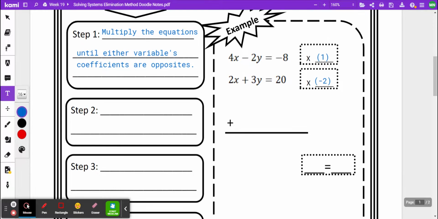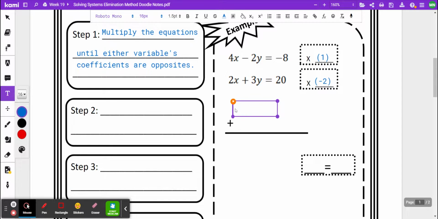All right. So I'm going to actually apply this. That means that now if we multiply the first equation by 1, still 4x minus 2y equals negative 8.